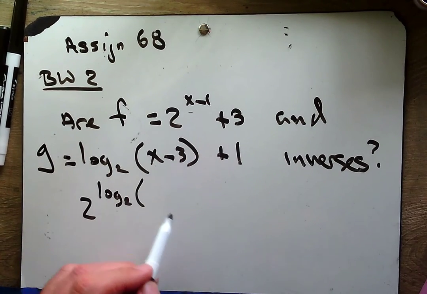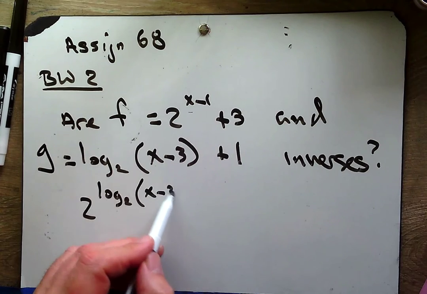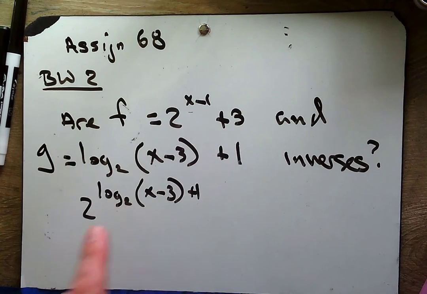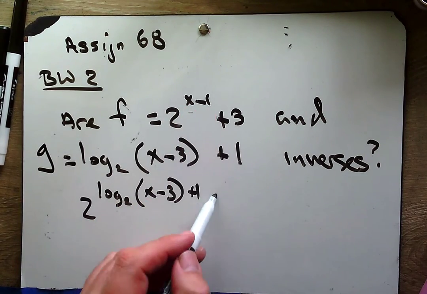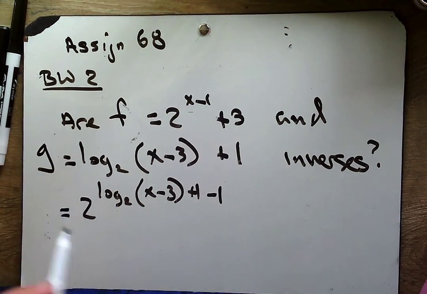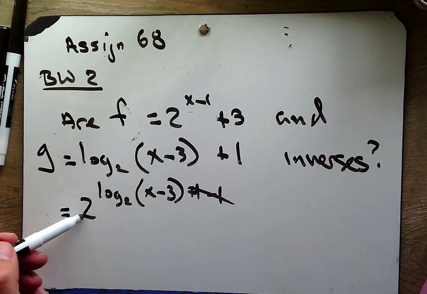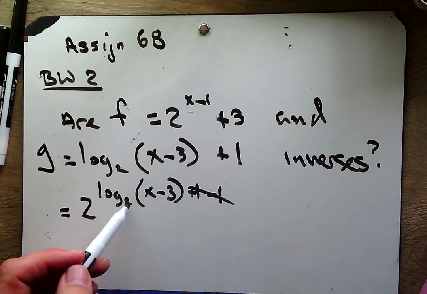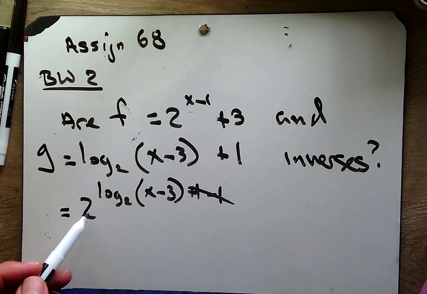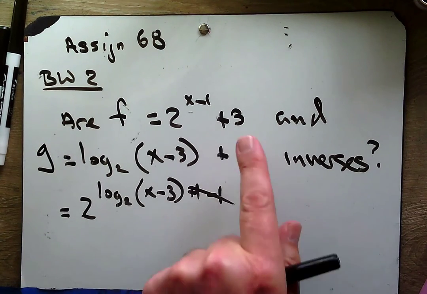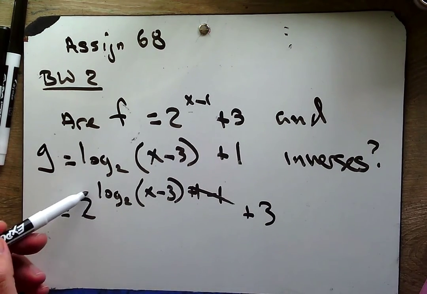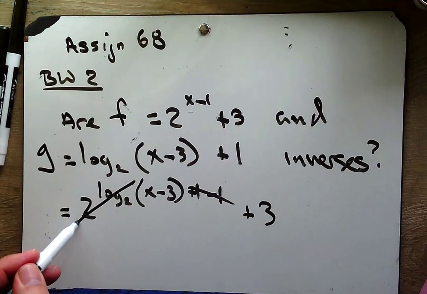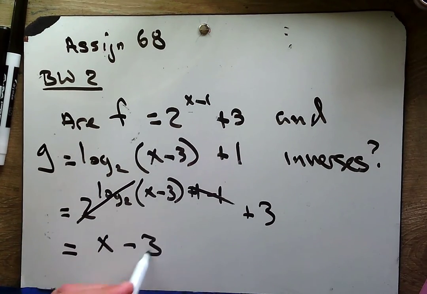Log base 2, x minus 3 plus 1. So all of this is that. And now we have a minus 1. Okay, well, so those cancel. And 2 raised to the power of and log base 2 are inverses of each other. Ooh, and I forgot this plus 3 there. So 2 raised to the power of and log base 2, those are inverses and cancel each other. So I have x minus 3 plus 3, or x.